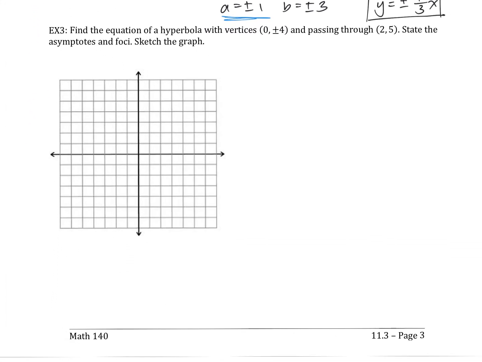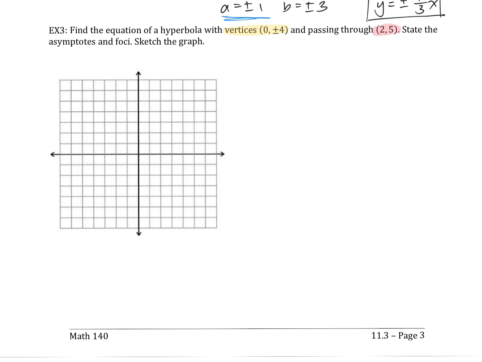Alright, now let's look at example 3. Find the equation of a hyperbola with vertices 0, plus or minus 4, and passing through 2, 5. State the asymptotes and the foci. Sketch the graph. Okay, so we're given very little information, but what are we given? We're given that the vertices are 0, plus or minus 4, and it passes through this point.